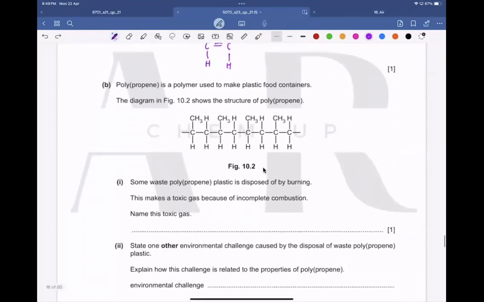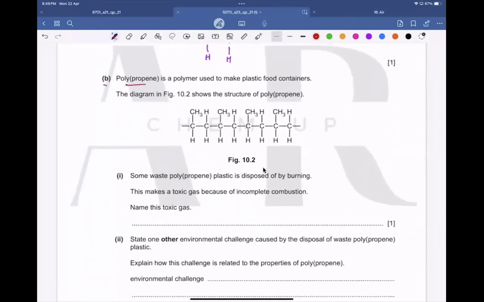Okay. Now, B part. Polypropene is a polymer used to make plastic food containers. The diagram in figure 10.1 shows the structure of polypropene. Some waste polypropene plastic is disposed of by burning. This makes a toxic gas because of incomplete combustion.